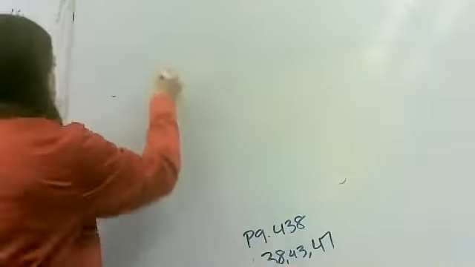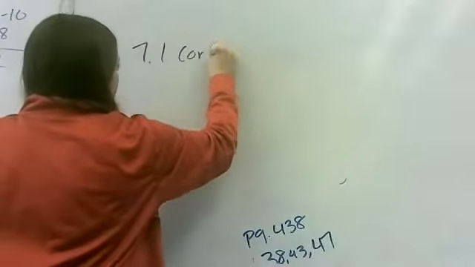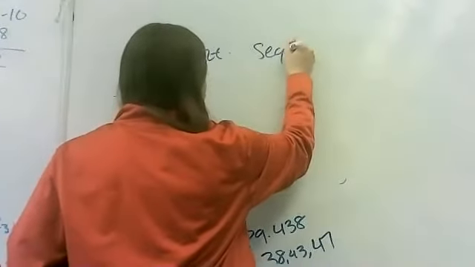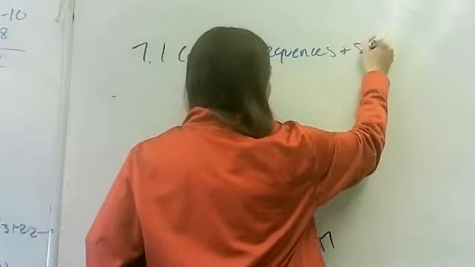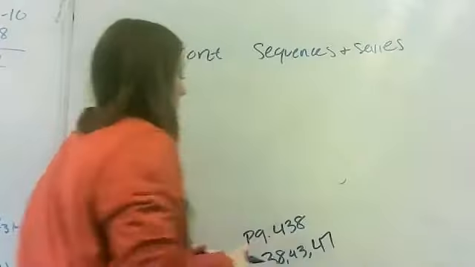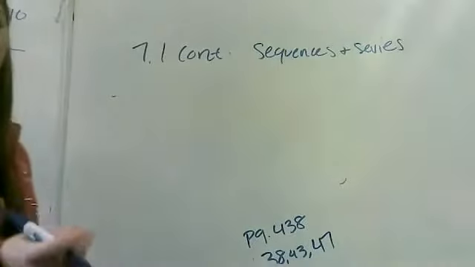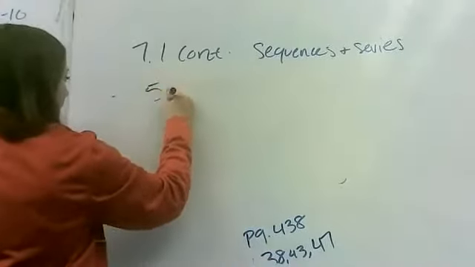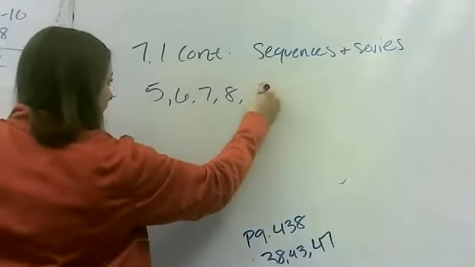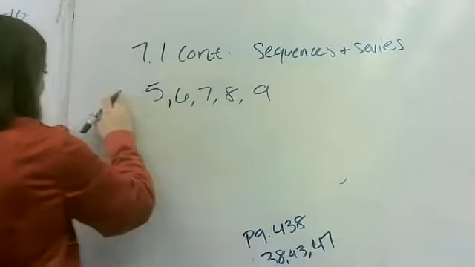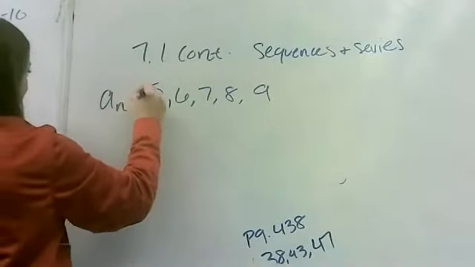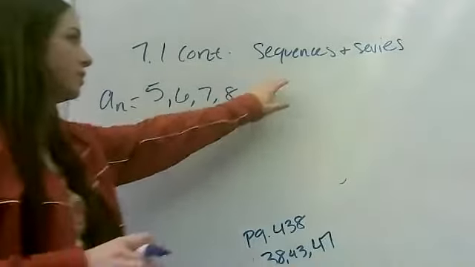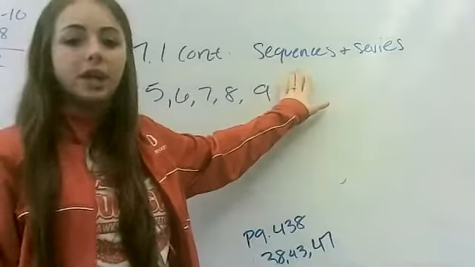So this is just a quick 7.1 continued. If you remember, 7.1 dealt with both sequences and series. Okay, so in a sequence, you would have seen something like the following. You would have had maybe 5, 6, 7, 8, 9. And that would have been your sequence. This would have been like an A sub n equals this. Okay, this is in fact a sequence. So we've done sequences. That's what we've done for like 4 days straight now.